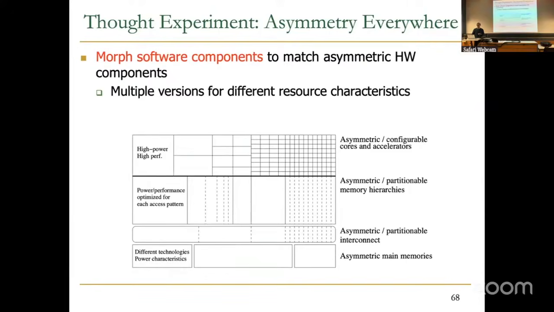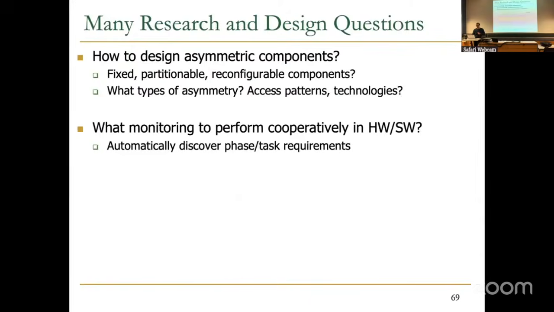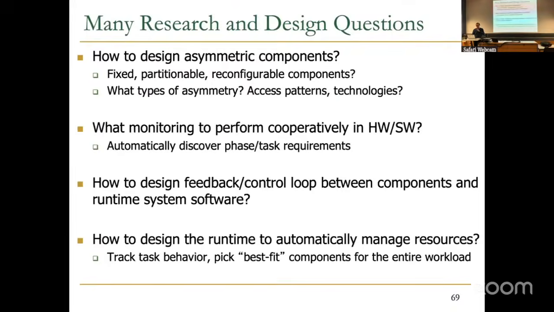And then you can also morph the software components to match asymmetric hardware components. You may have multiple versions of software for different resource characteristics. I think this is also very interesting. Essentially, I think you want flexibility in hardware and flexibility in software also to match the flexibility in hardware. So version one may run here. Version two may run here with many small cores. And version three may be heterogeneous also, right? So there are many interesting research and design questions over here.